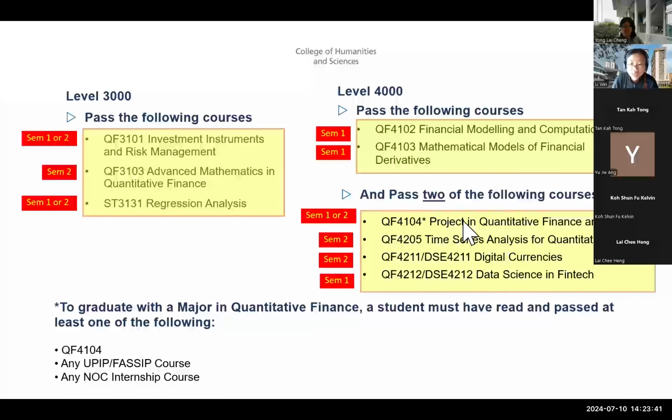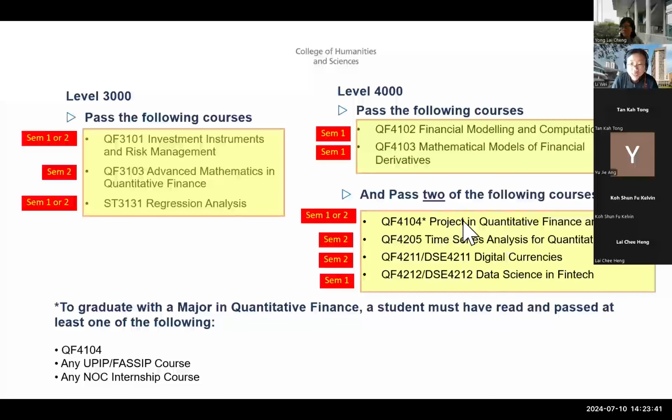This design is to give our QF students the opportunity to apply their learned QF knowledge either in an internship or in a project course, QF 4104. So every QF major student by the time of graduation should either do an internship or take QF 4104, or both if you want. And for the internship course, we have no limitation. Maybe you do it in the summer vacation after your second year, which is fine.